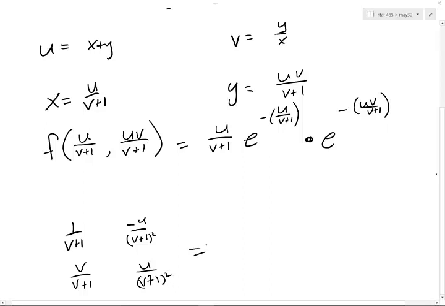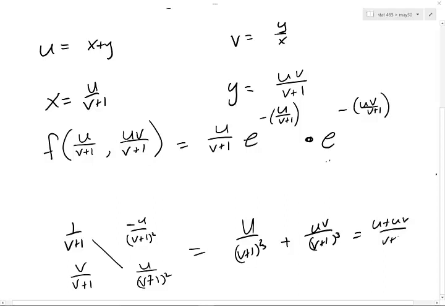So if you take this times this, you're going to get u over v plus 1 cubed, plus uv over v plus 1 cubed. So you're going to get u plus uv over v plus 1 cubed. That thing right there is your Jacobian.